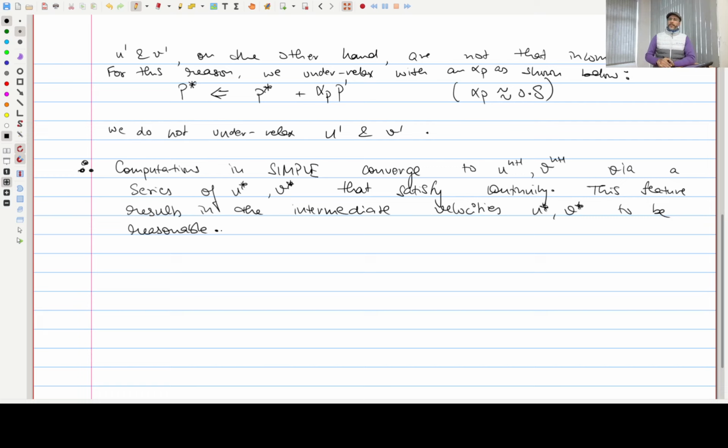So therefore I can say that computations in SIMPLE converge to our final u n plus 1 and v n plus 1 in the time step via a series of u stars and v stars that satisfy continuity, the ones that were on the dashed line. And this is actually quite a good feature of this algorithm, that these intermediate velocities which satisfy continuity are quite reasonable, in the sense that they are physically correct because they satisfy continuity. Continuity is mass conservation, and it being satisfied is quite an important condition.